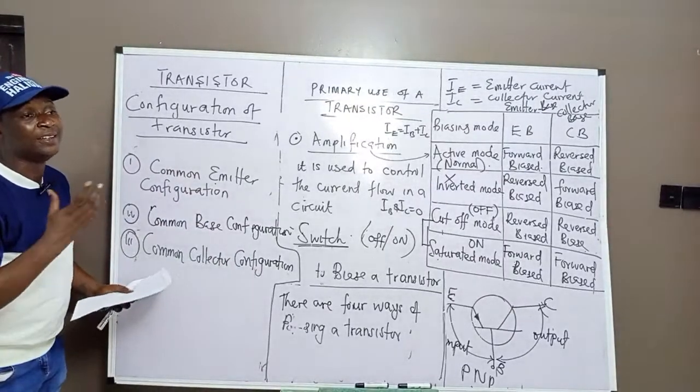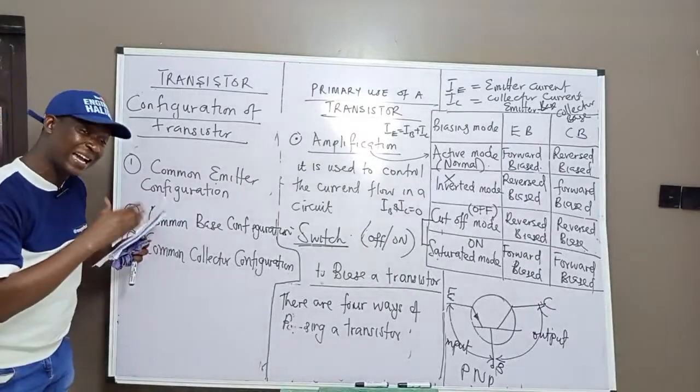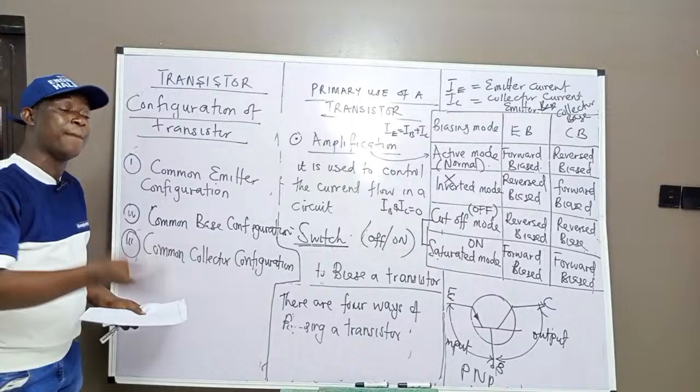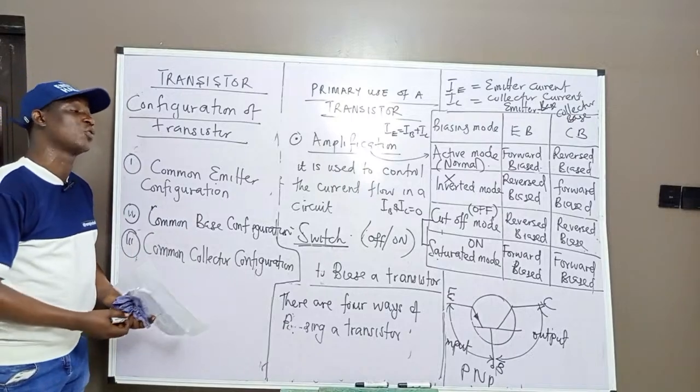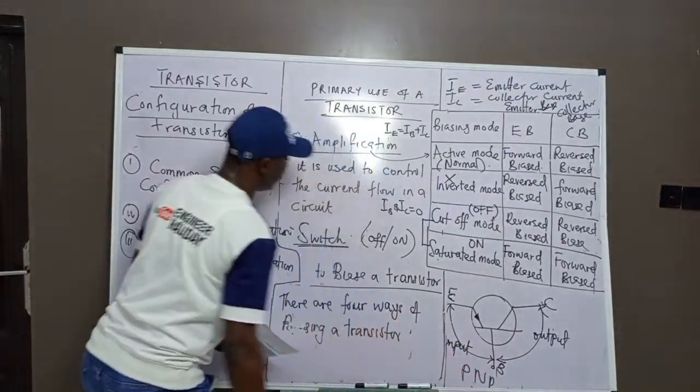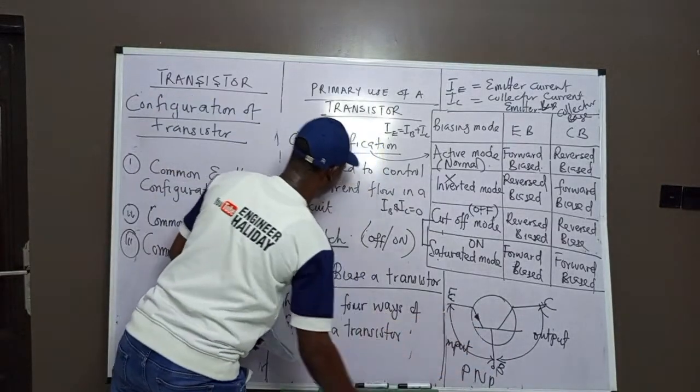When you combine two N-type and one P-type, you form NPN. Then two P and one N, you form PNP. Those are the two types of transistors that we have, and we have drawn it. This one that I drew here is PNP, because the arrow is going away from the emitter.